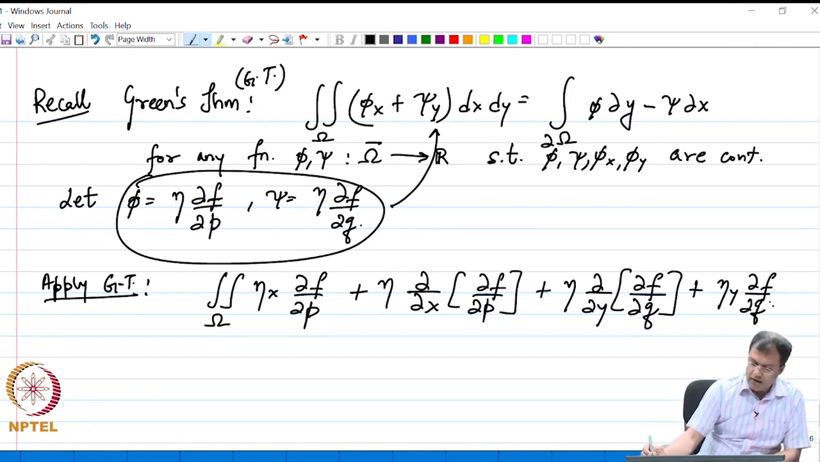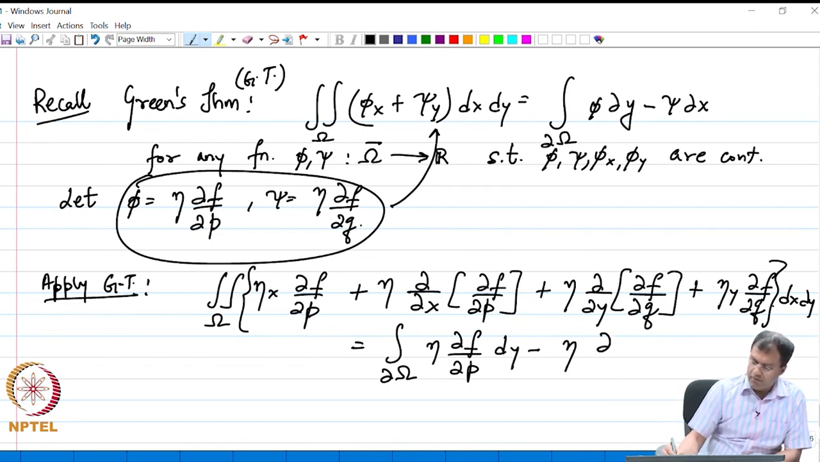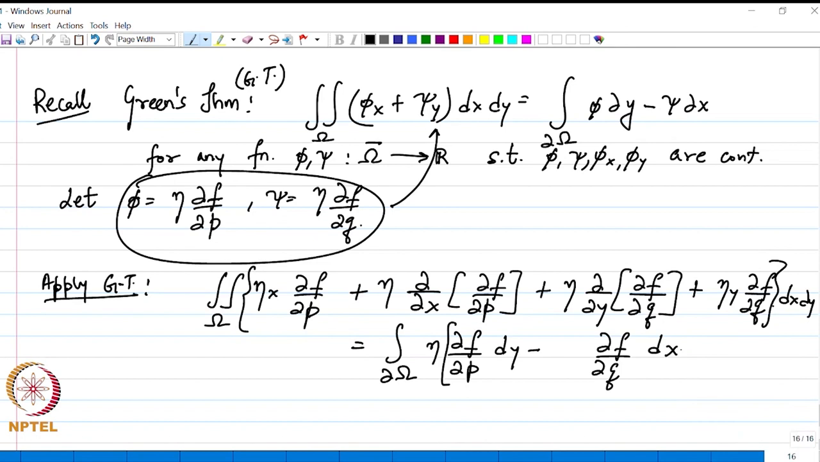So we are quite ready to move ahead. So this is the integral with respect to dx dy. So using Green's theorem, this is also equal to the line integral over the boundary of this quantity dy minus eta del f del q dx, right. I can take eta common and we see that this integral is going to vanish because eta is 0 on the boundary of the domain. So this integral vanishes, which means this integral on the left hand side also vanishes.